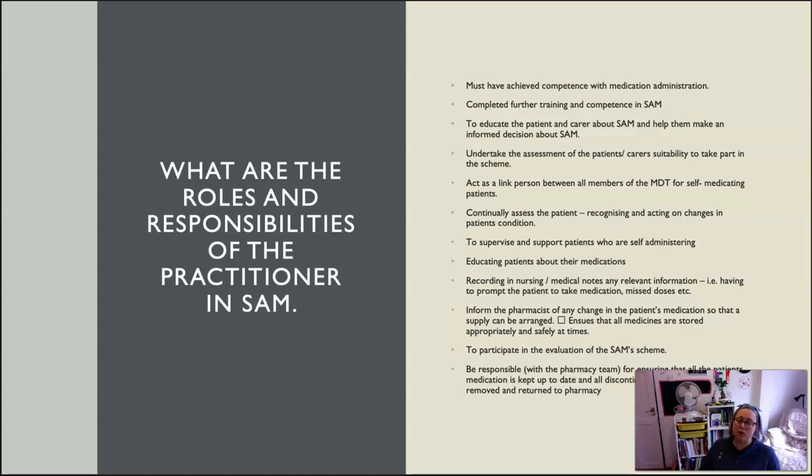And that somebody is responsible, with the pharmacy team and everybody else in the multidisciplinary team, for ensuring that all the patient's medication is kept up to date and any discontinued medications are removed and returned to the pharmacy. We need to make sure patients are aware of the proper storage and disposal of medications, so that we're not having stockpiles of medications in patients' own homes, not having patients using expired medications, and not making prescription charges or other fees that the NHS is spending go up through the unneeded prescription and dispensing of further medications.